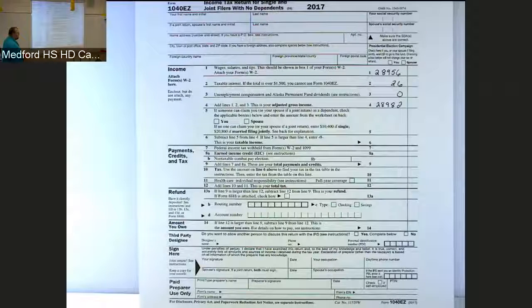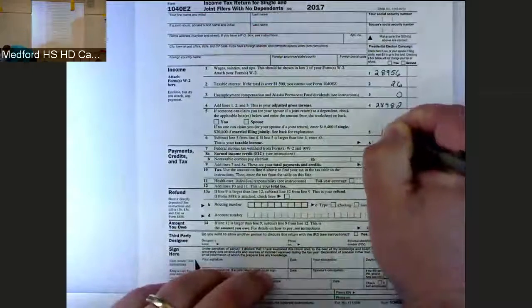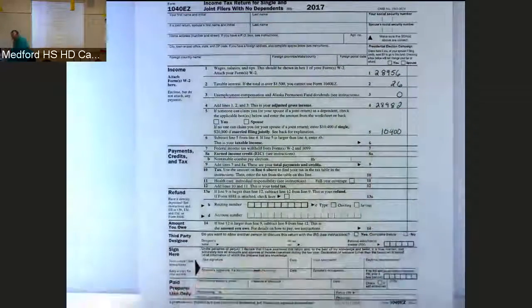Now, in the example, it says that we are filing as a single person. It's an example. Line 5 says if someone can claim you or your spouse as a dependent, check the boxes below. If no one claims you as a dependent, again, we're completing this as the example. The example is an adult, they're 26, so they're not claimed as a dependent anymore. Then you can enter 10,400 if you're single, or 20,800 if you're married. This person is single, according to the example. So we're going to enter 10,400.